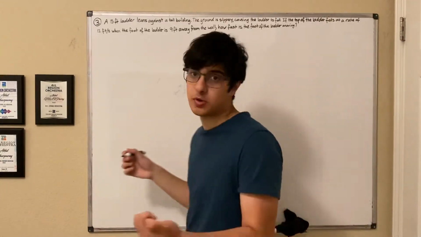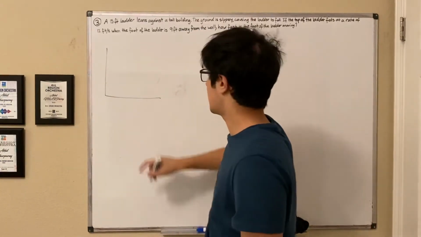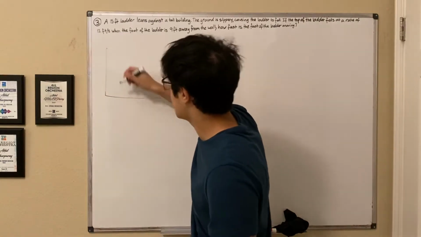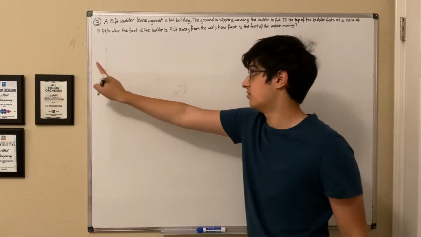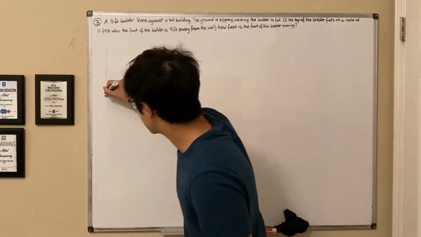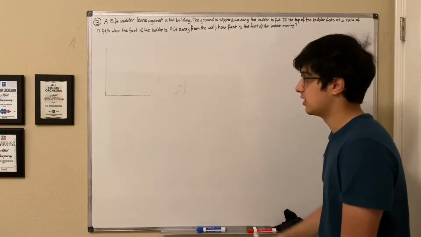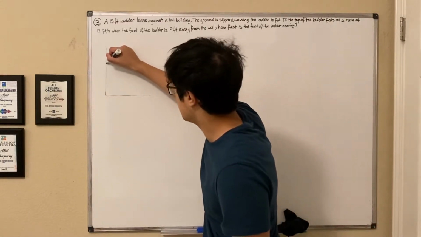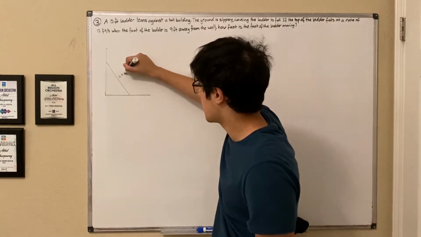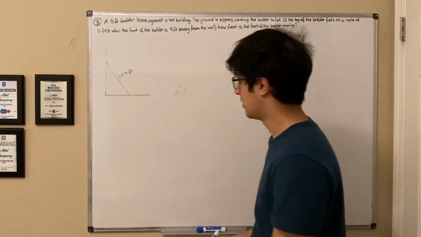So let's go ahead and interpret this problem with the diagram. This right here can be our wall of the building and ground. And I'm going to go ahead and fix this line as well. Just like that, cool. So let's go ahead and draw in our ladder. This right here is our 15-foot ladder. Let's call this length, the 15 feet, capital L for now.